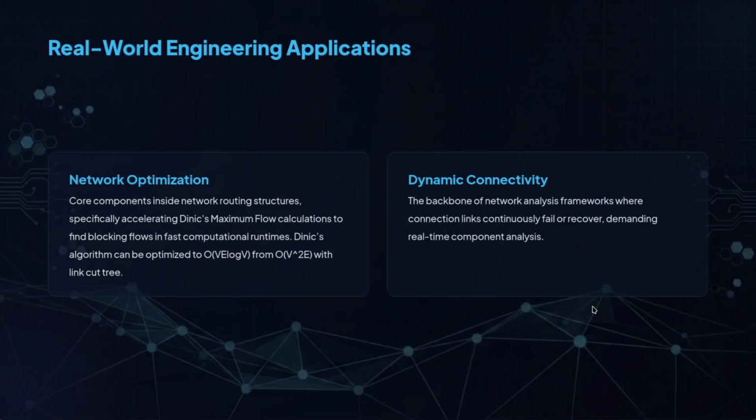So, where do they actually shine? They're incredibly valuable in complex real-world engineering applications. A classic example is network optimization. LCTs are used inside advanced network routing systems to optimize network flow. Most notably, they accelerate Dinic's maximum flow algorithm. By swapping in a link-cut tree, you can pull Dinic's traditional runtime down from big O of V squared E to a much faster big O of VE log V.